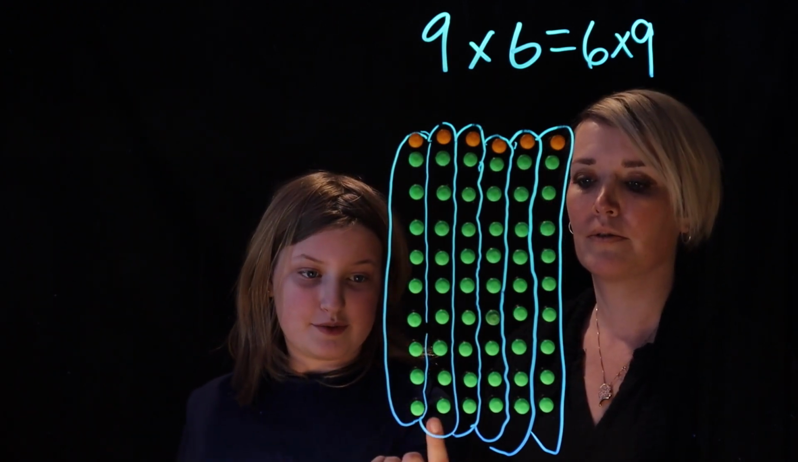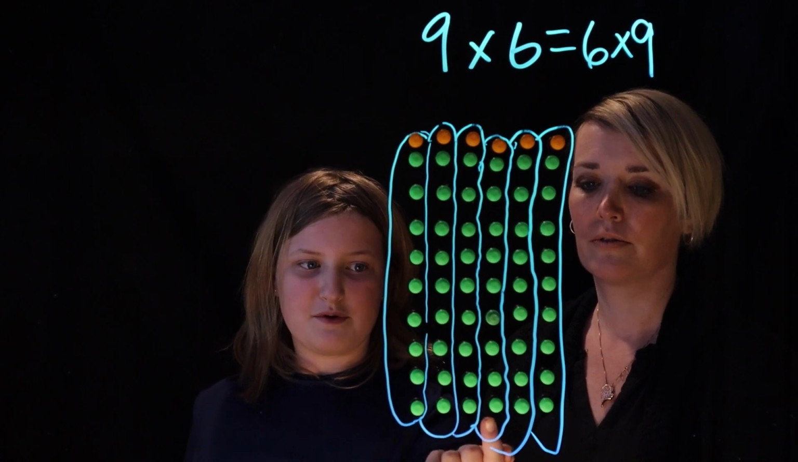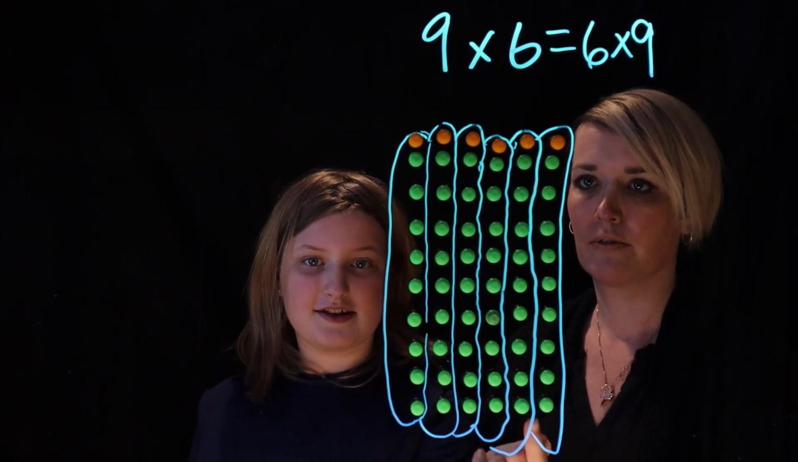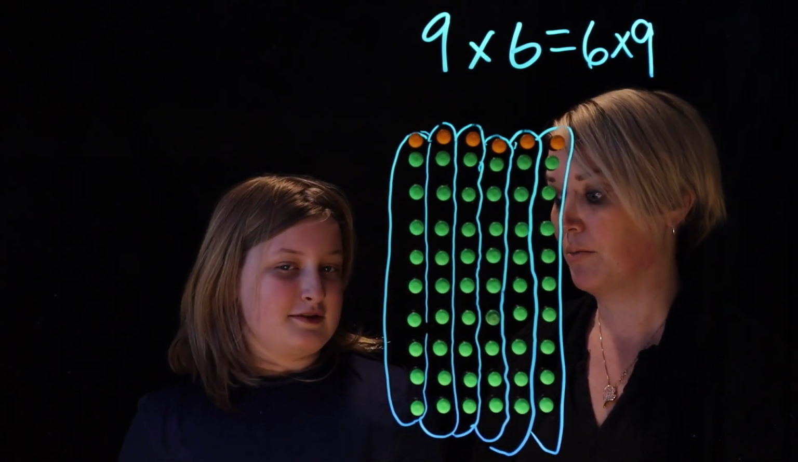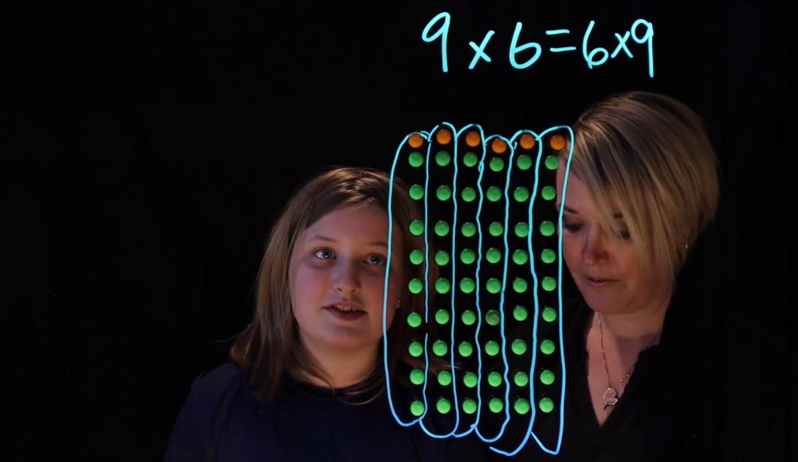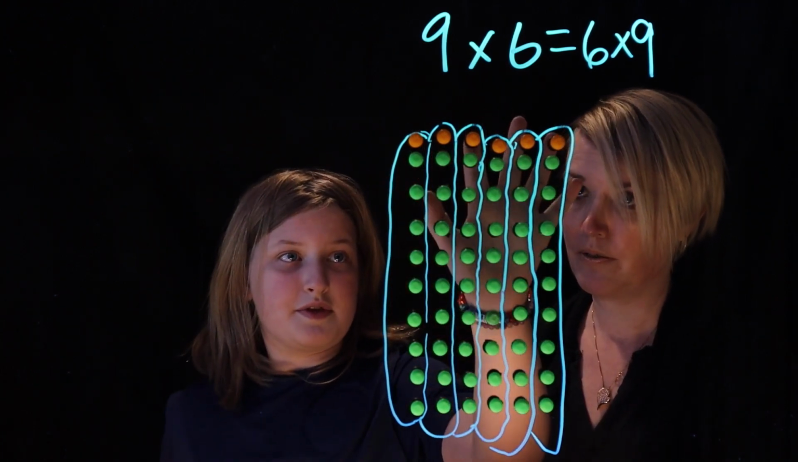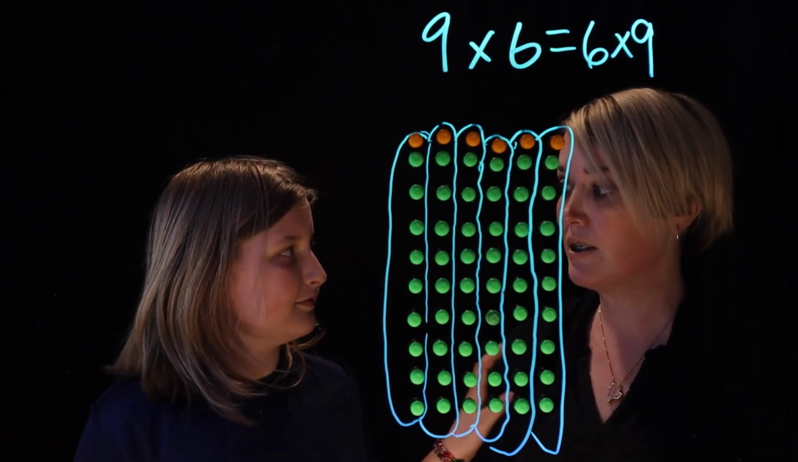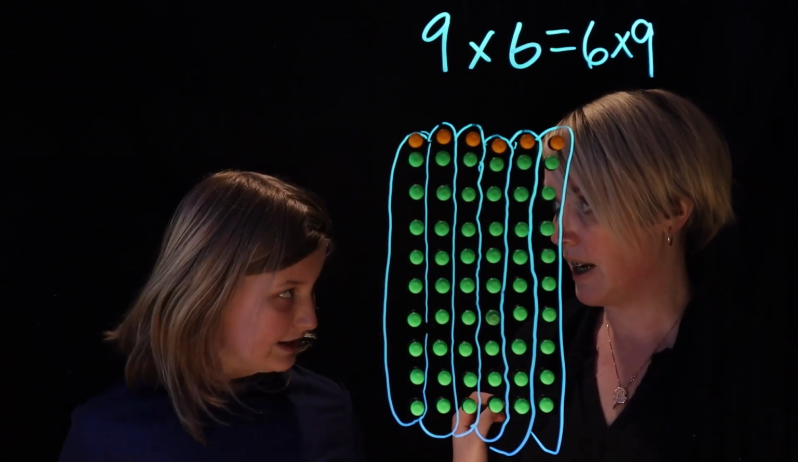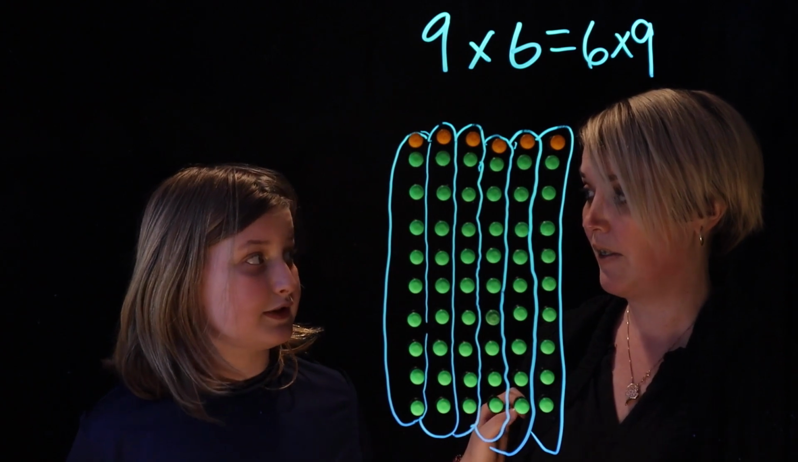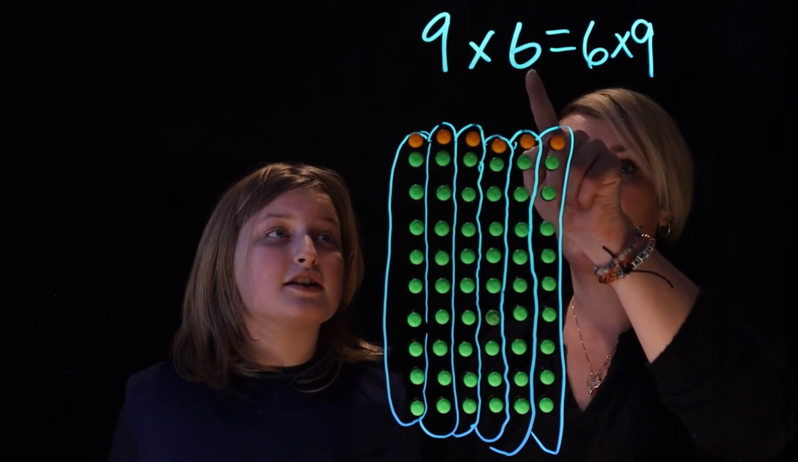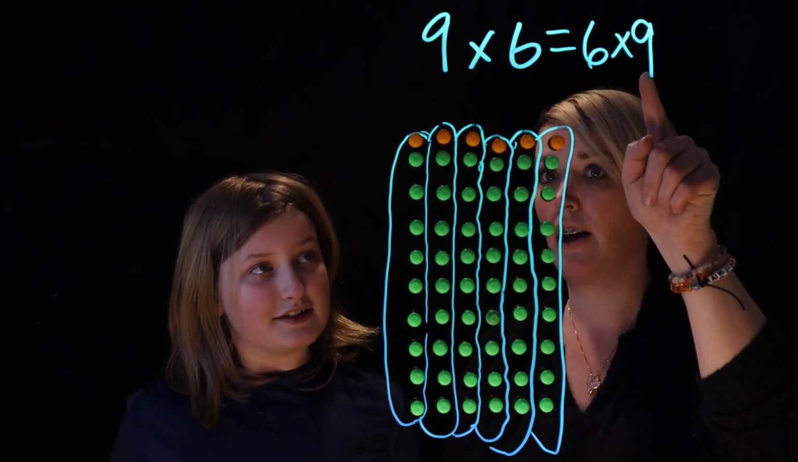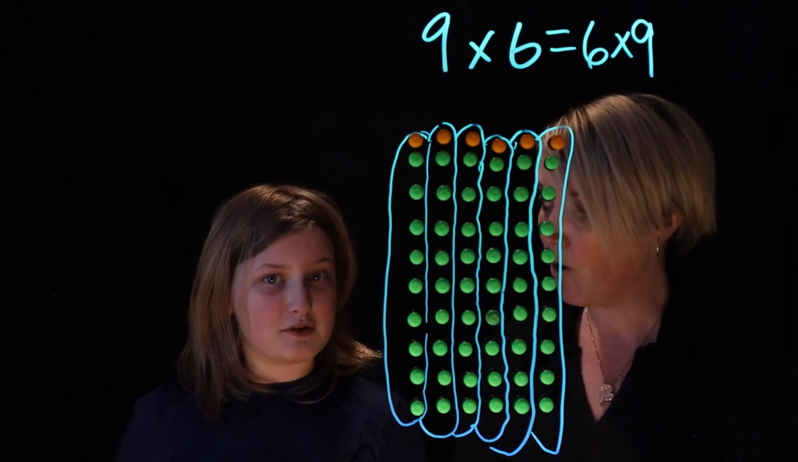10, 20, 30, 40, 50, 60. But that's a little too much, right? Yeah. So we have to take 1, 2, 3, 4, 5, 6 out. So then we're going to go 60 minus 6 equals 54. Okay, so 9 times 6 or 6 times 9 equals 54.